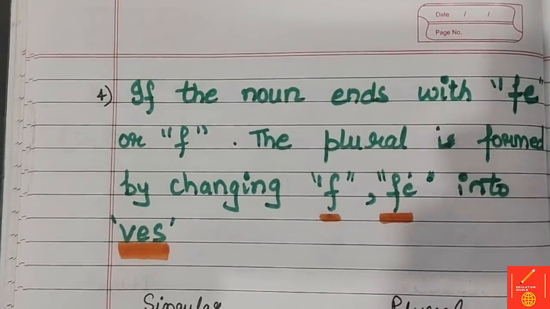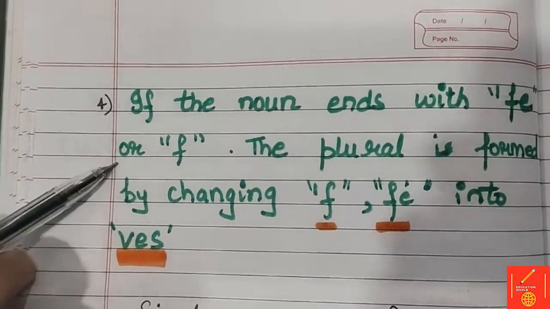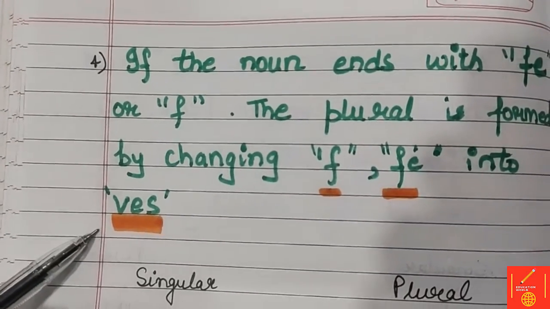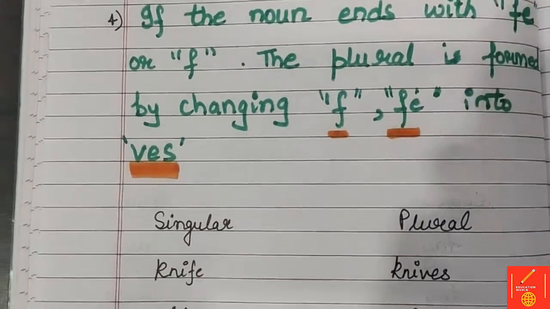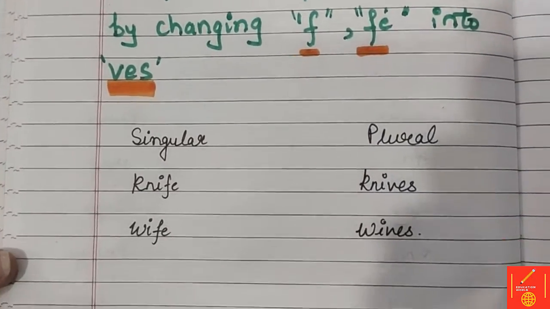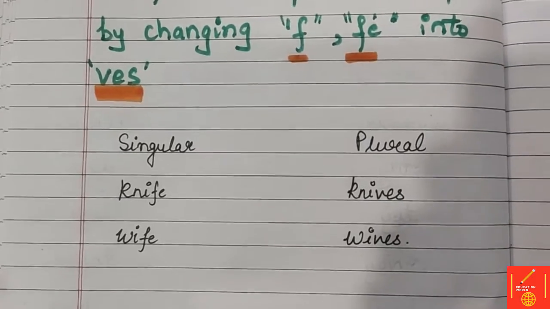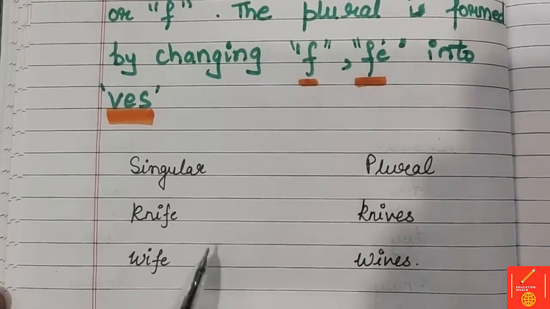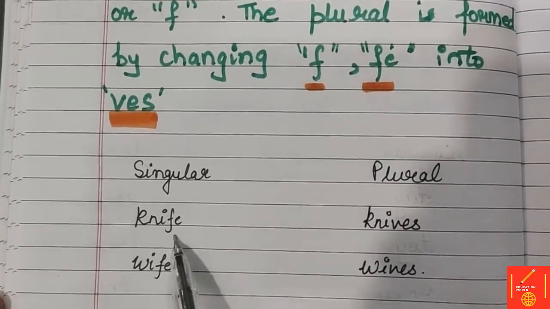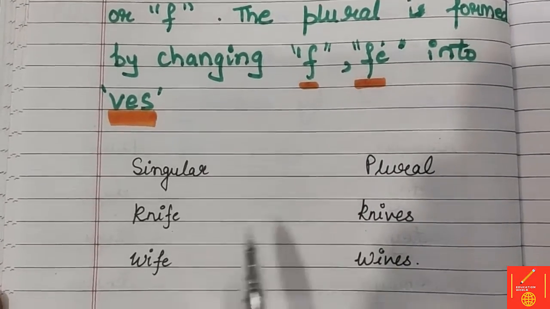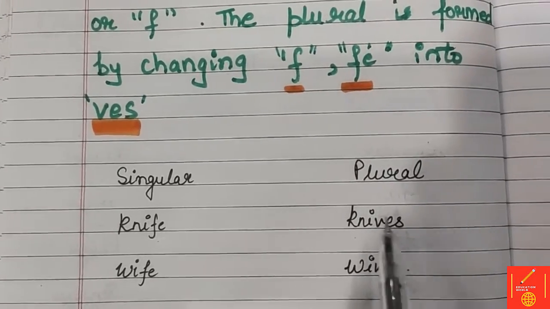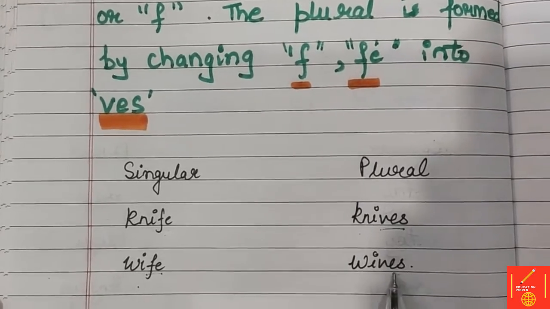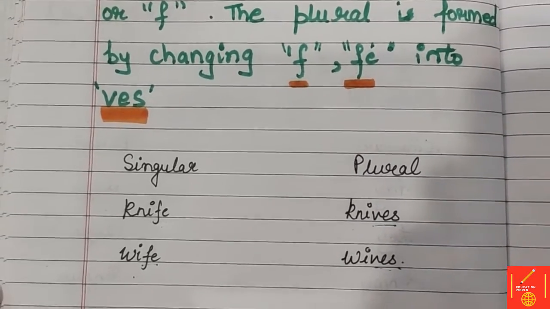Now the fourth rule says if the noun ends with FE or F, the plural is formed by changing the FE or F into VES. It's a very simple rule. What we do? We just remove the F or the FE and we change it into VES. I've taken 2 examples for you. Knife and wife. So knife becomes knives. I remove the FE and we put VES. Wife, we remove FE and we write VES.